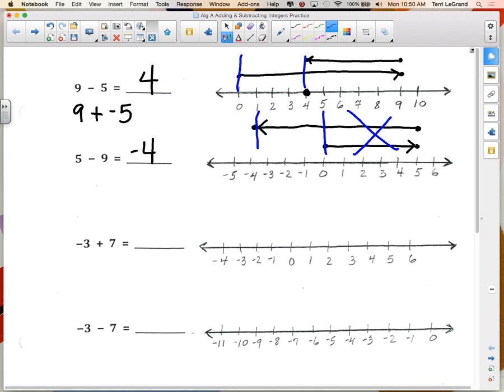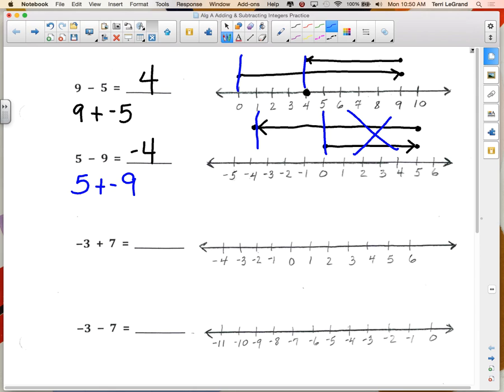Let's change this to add the opposite. 5 plus negative 9. We don't want to make 5 negative. It's going to be really important that we understand how to do this, because when we keep getting more complicated, being able to change subtraction to add the opposite is going to help us a lot, okay?